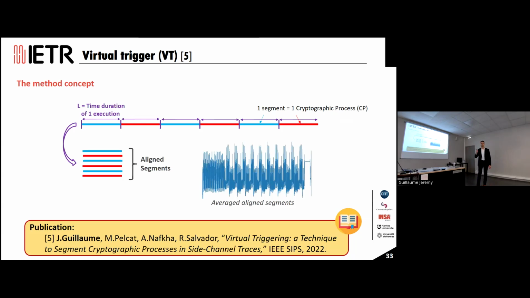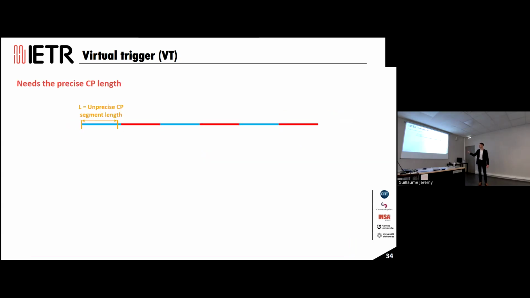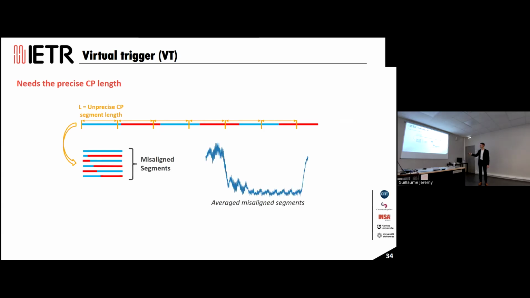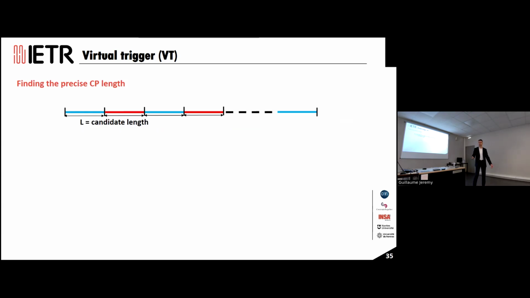But the difficulty with this method is that we need to be very precise on the knowledge of the time duration of one cryptographic process. Otherwise, we won't segment the initial raw trace correctly, we won't get the right segment length, and we won't get a good pattern. So in order to find the precise length that we can use for virtual trigger, what we propose to do is to test a range of candidate lengths and to evaluate if one candidate length is precise enough to be applied for virtual trigger.